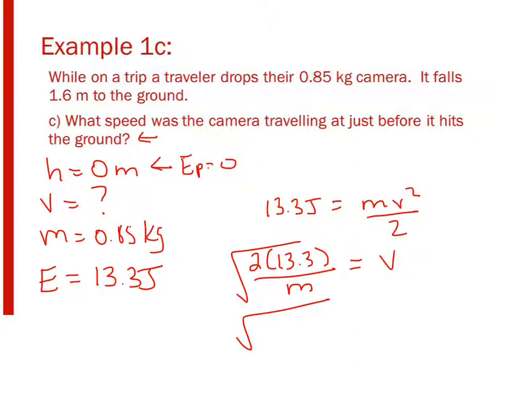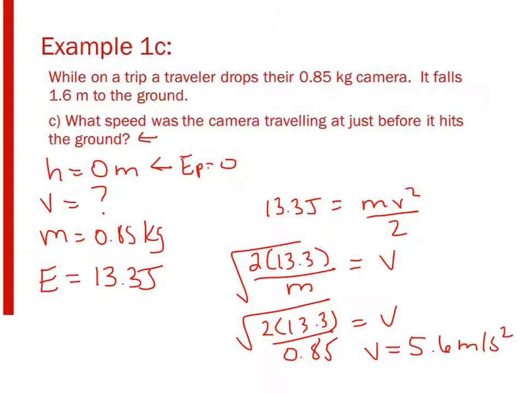So let's go ahead and put the rest of our numbers in. So we get V equals 5.6 meters per second. And we want the 2 sig figs. So there we go. In that example, we had to calculate our initial energy, and then that energy can't change because we can't lose energy. So it can just be transformed from one form to another.